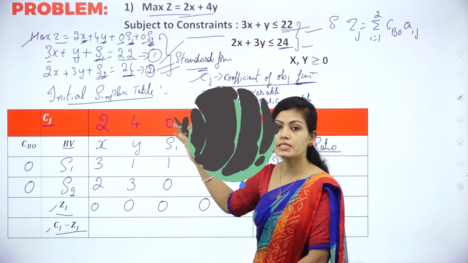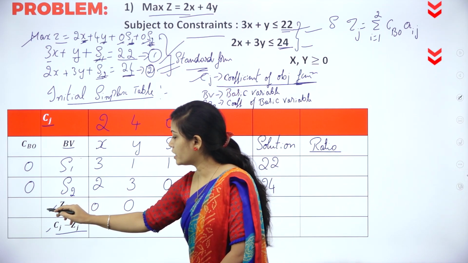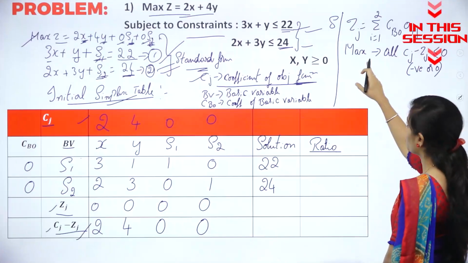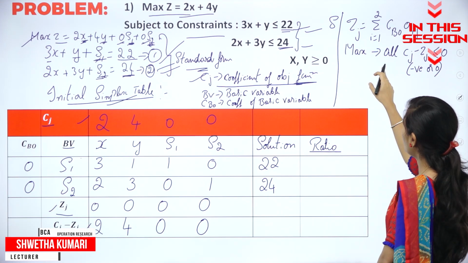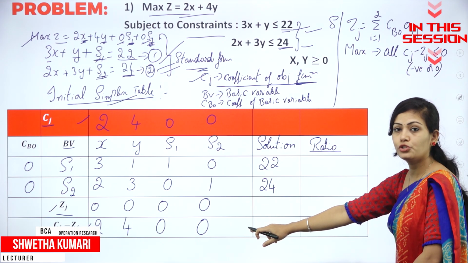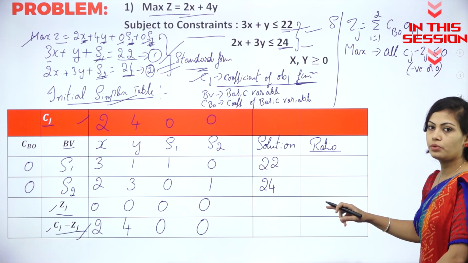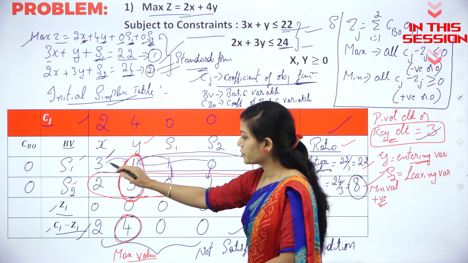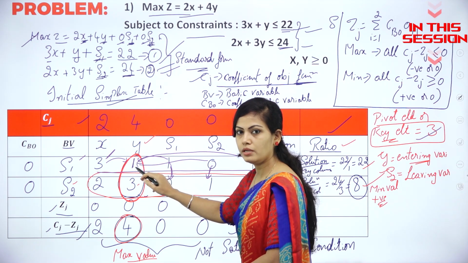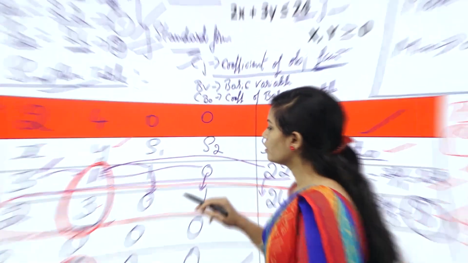In the initial simplex table, all the Zj values will come 0. For a maximization problem, all Cj minus Zj values should be negative or 0. So the first pivot value is 3, the corresponding key column is 1, and the corresponding key row is 2.